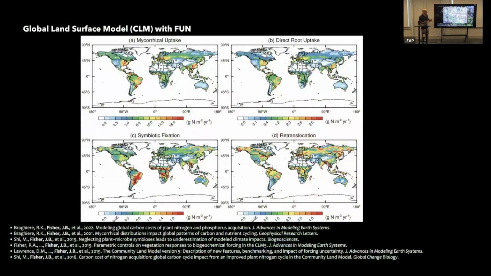And so now we have these processes in models. I initially built that in the UK land surface model, JULES, brought it over to CLM, now in ELM. It's in NoMP and one of the LPJs as well. But now you can see how much nitrogen or phosphorus is being taken up by plants through mycorrhizal fungi, or directly through roots, or through symbiotic fixation, or resorbed and retranslocated from leaves. So these cool ecological processes now have math behind them, with assumptions, uncertainties, and also observational constraints.